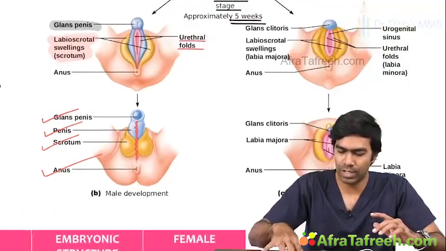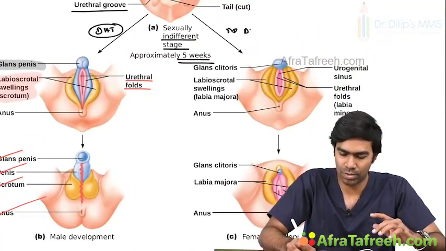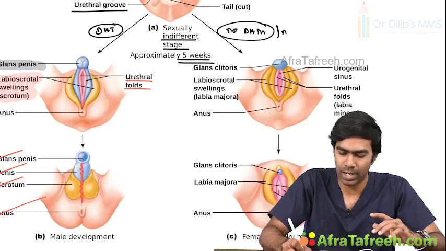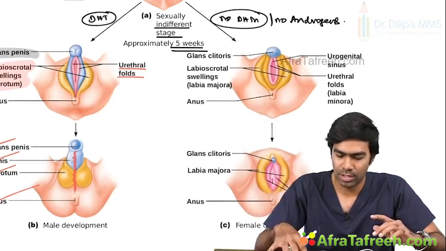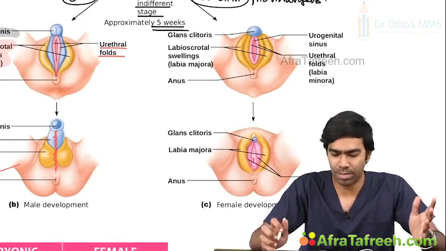In females, the idea is very simple. You don't have dihydrotestosterone. That's it. Or you don't have any androgens for that matter. No androgens for that matter. Which means nothing is going to happen here.